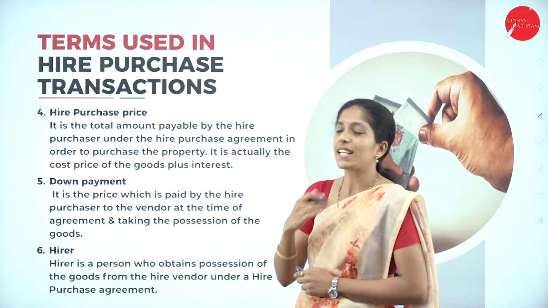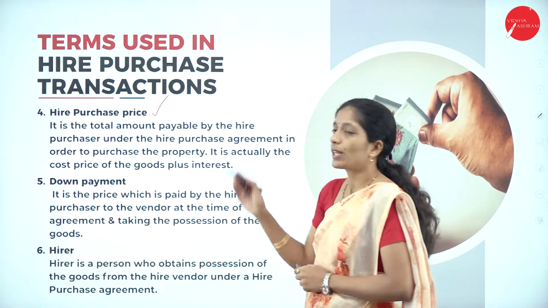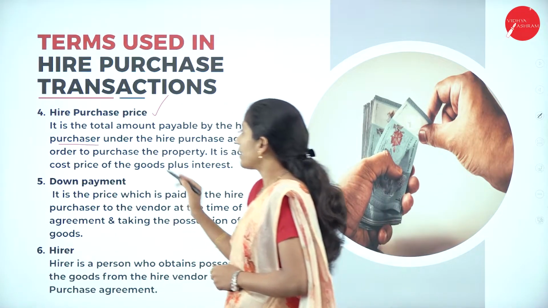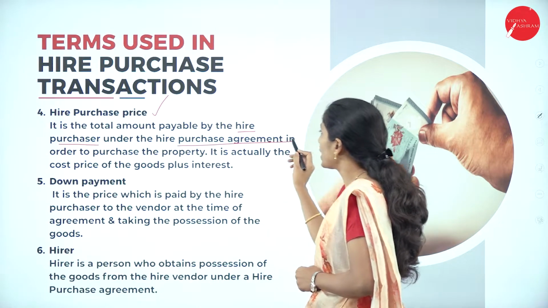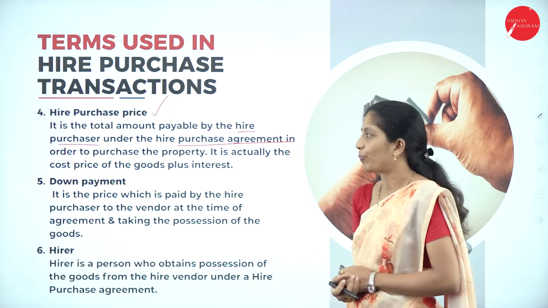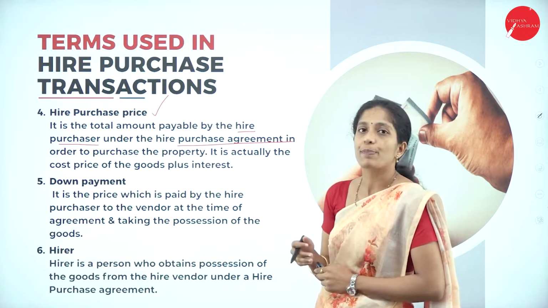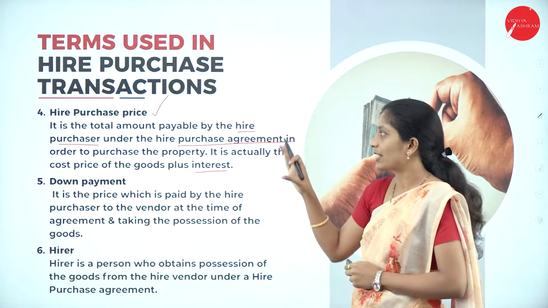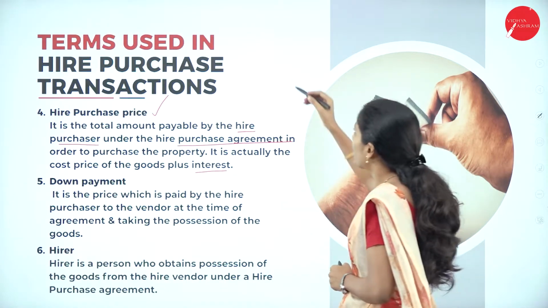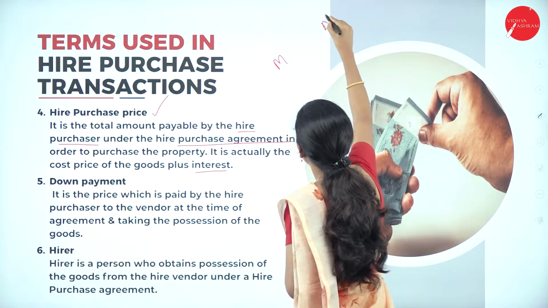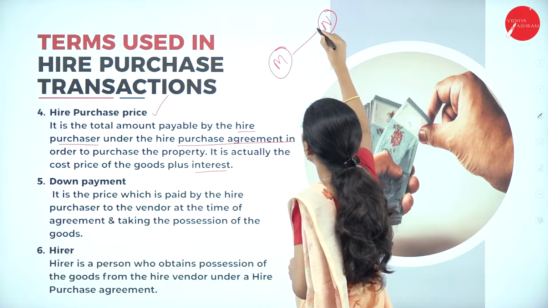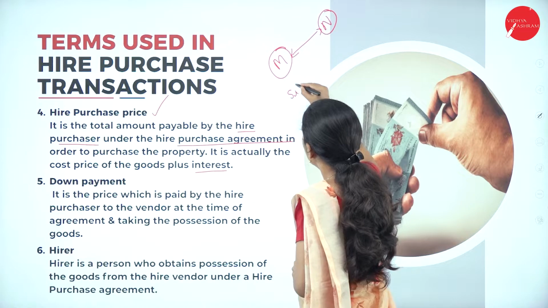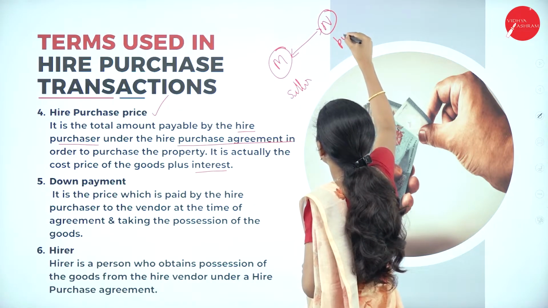Cash price. Now what is the hire purchase price? It is the total amount payable by the hire purchaser under the hire purchase agreement in order to purchase the property. It is actually the cost price plus interest. So this is known as the hire purchase price or hire price. Now for example, there are two parties, M and N, and they are having an agreement which is known as the hire purchase agreement. M is a hire seller and N is a hire purchaser.